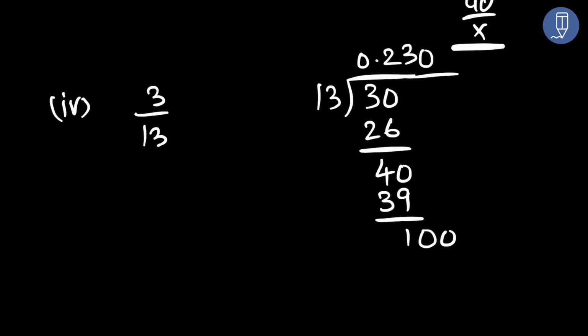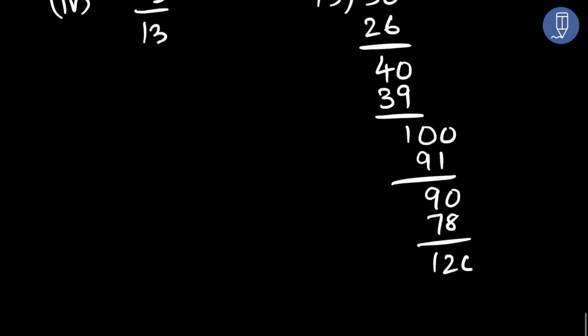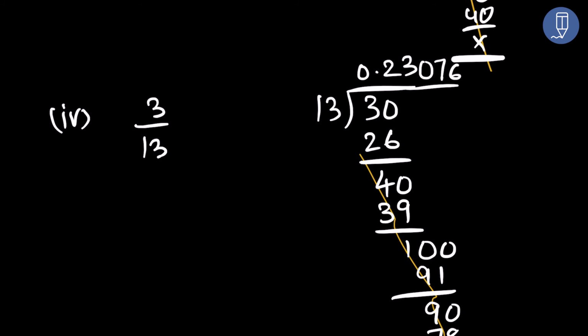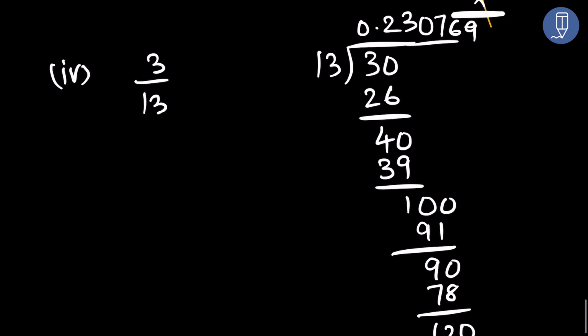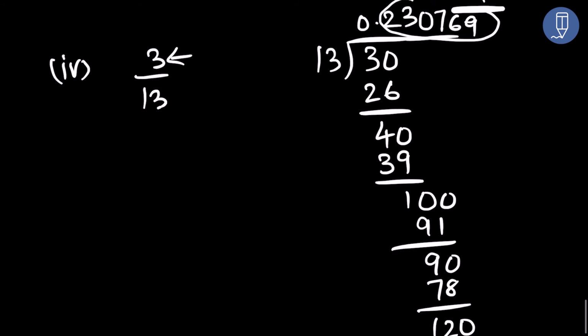So that gives us 13 into 7. This becomes 91. So we get remainder as 9. This becomes 90. So this gives you 13 into 6, 78. So this becomes 12, 120. So 13 into 9, this gives you 117. The remainder is 3. Now the moment you get remainder 3, this is the same number from where you started. That means this is going to repeat now.